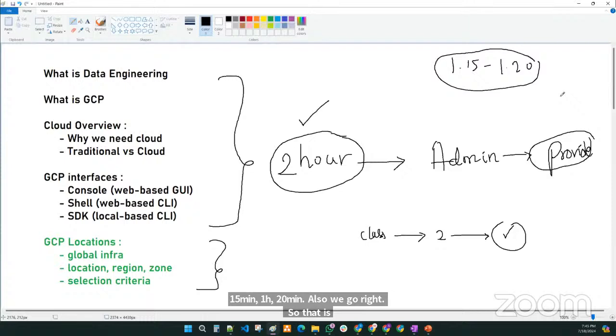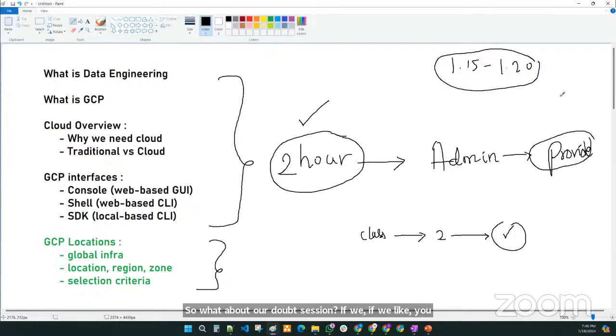My question was, once we're done with the session, let's say it'll take 1 hour, so what about our doubt session? You can ask me in the next session. I'm giving you the time. Whenever I am talking about the GCP locations, I was giving you the time. You can ask me the question at any time.